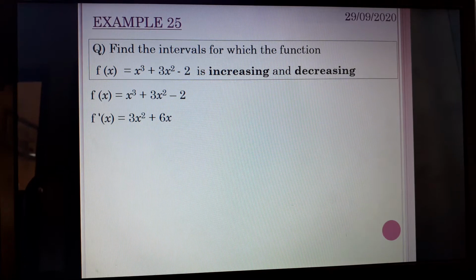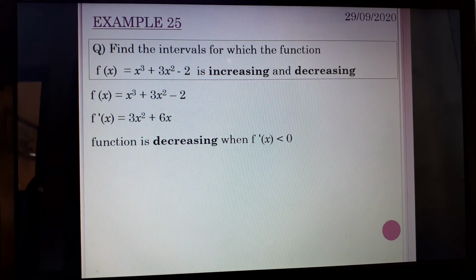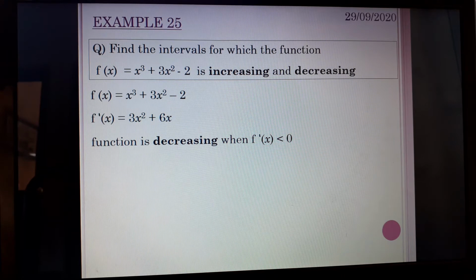So let's find out what f dashed of x is. Multiply by the power, take 1 off the power. So the first term becomes a 3x squared. Then the second term becomes a 6x, and the negative 2 disappears. Okay, so we now have what f dashed of x is equal to. It's equal to 3x squared plus 6x. Let's deal with one of these things at a time.